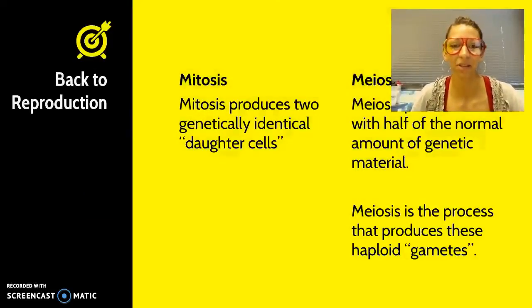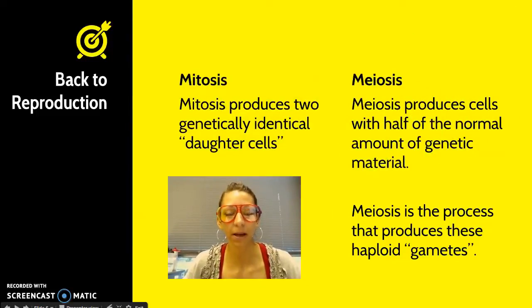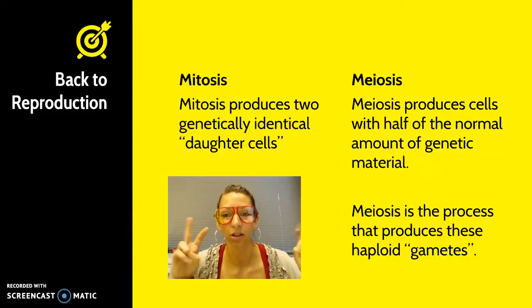All right, so we talked about that. Really quick, back to reproduction. We already talked about mitosis and meiosis. Now, mitosis is our basis for asexual reproduction. Mitosis happens so many times a day within our own bodies, and it's going to produce two genetically identical daughter cells.